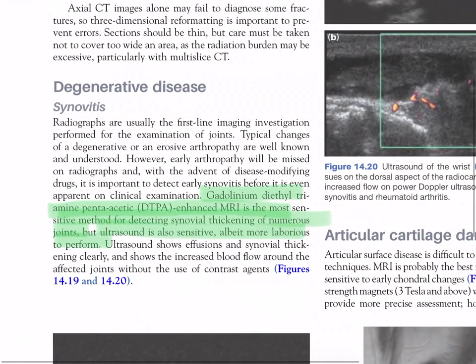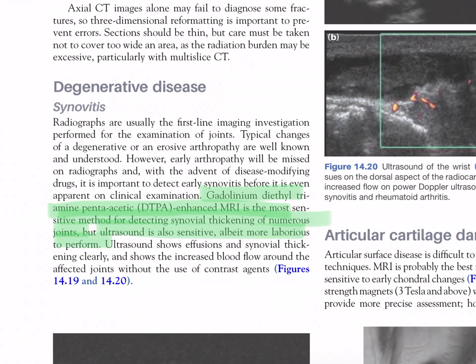Degenerative disease, synovitis. Radiographs are usually the first line imaging investigation performed for the examination of joints. Typical changes of a degenerative or an erosive arthropathy are well known and understood. However, early arthropathy will be missed on radiographs, and with the advent of disease modifying drugs, it is important to detect early synovitis before it is even apparent on clinical examination.